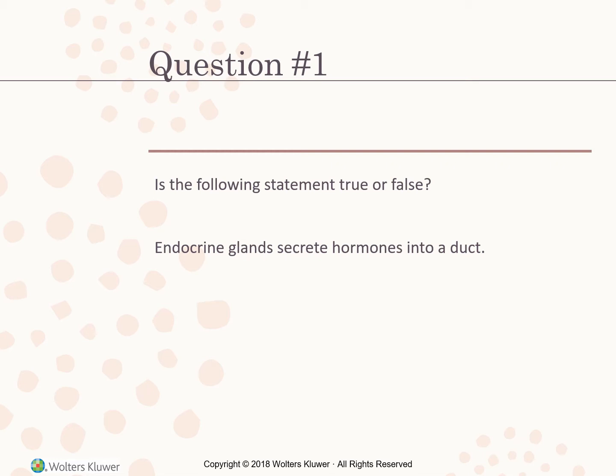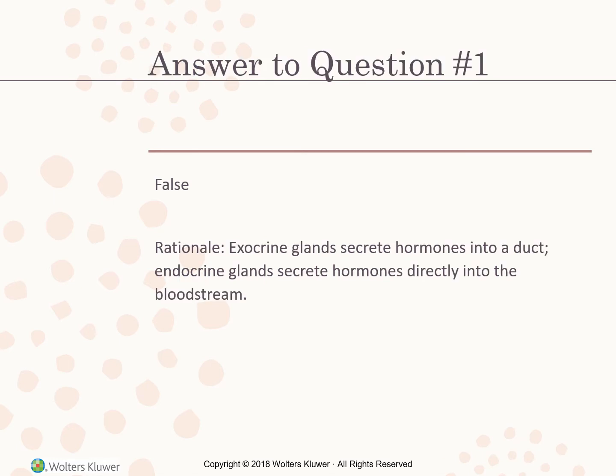Question number 1. Is the following statement true or false? Endocrine glands secrete hormones into a duct. False. Exocrine glands secrete hormones into a duct, and endocrine glands secrete hormones directly into the bloodstream.